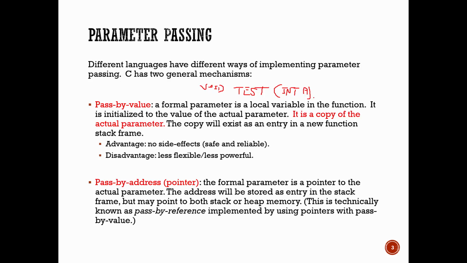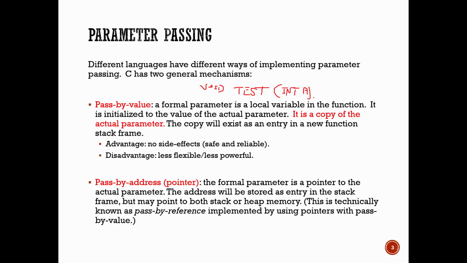The problem, on the flip side, is I can't change the outside world. So if I wanted to get data back out of test, I can't really do that because test has everything as just a copy of what it started life as, what it is outside. So that's a disadvantage. The second way we can think about passing around parameters is by doing pass by address.